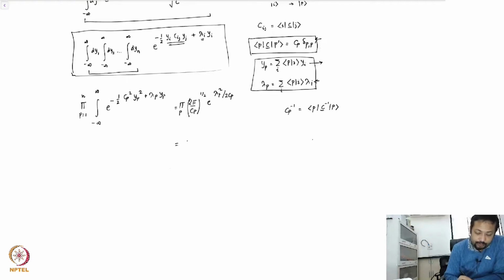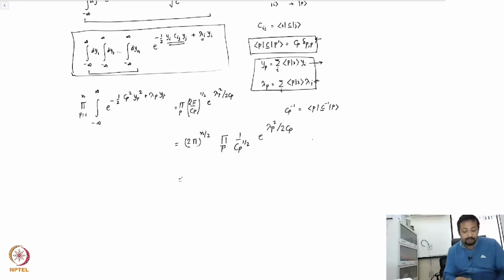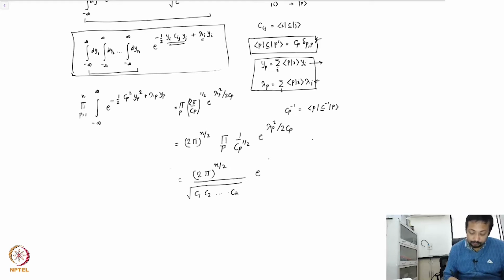Once you use these relations carefully, this quantity now becomes twice pi raised to the power n by 2, since yi runs from 1 to n, and then you have a product over p of 1 over cp raised to the power half, e to the power lambda p square over twice cp. This you can further simplify as 2 pi raised to the power n by 2 over the square root of c1, c2, up to cn, e to the power sum over p of lambda p square over 2cp.